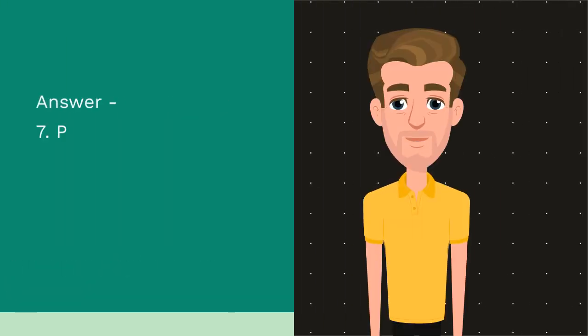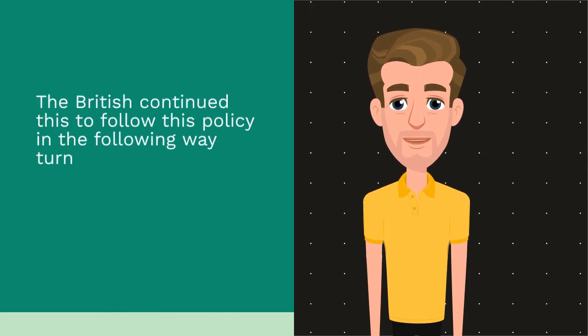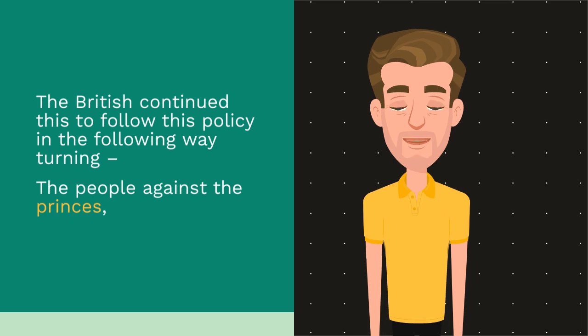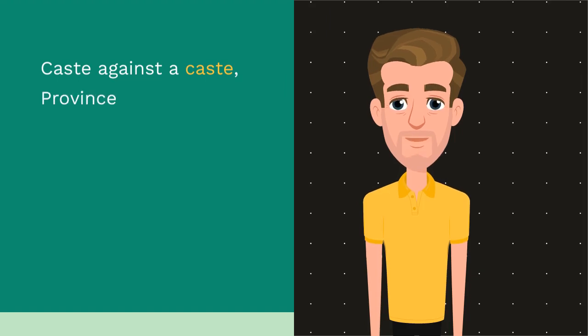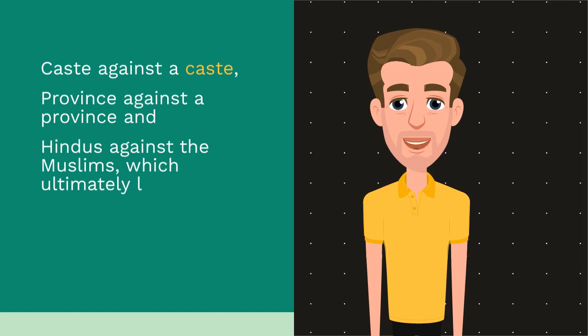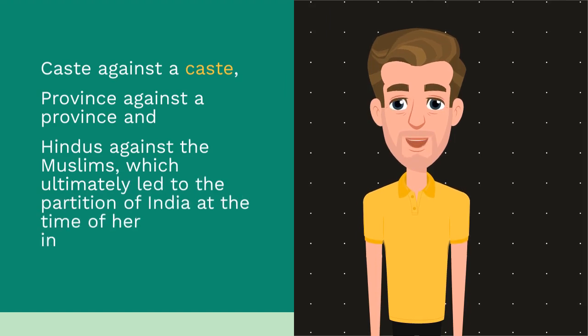Answer 7. Policy of divide and rule: The British continued to follow this policy in the following way, turning the people against the princes, caste against caste, province against province, and Hindus against Muslims, which ultimately led to the partition of India at the time of her independence in 1947.